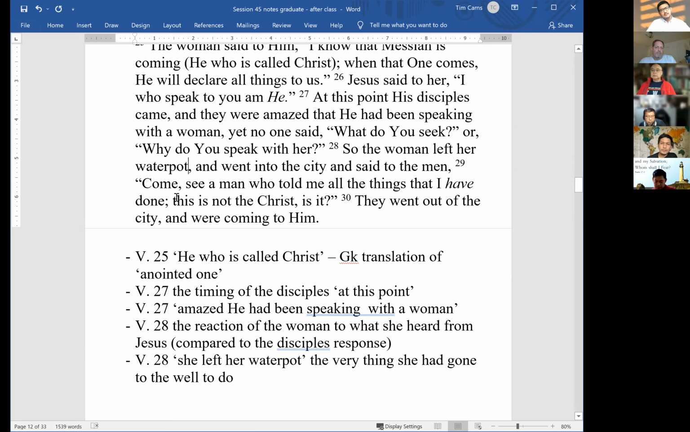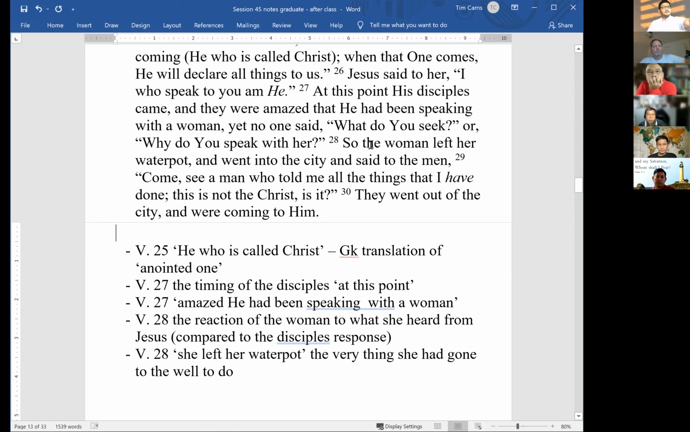And again, remember this statement. I think I explained to you before that there's a way you can ask questions in Greek where it's not a question, it's really a statement, but it's given in the form of a question. So I think that's what we see here. She's not wondering, "I wonder if this is the Christ." No, she's saying, "Is this not the Christ?" would probably be a better way to say that in English. Yeah. So a rhetorical question.